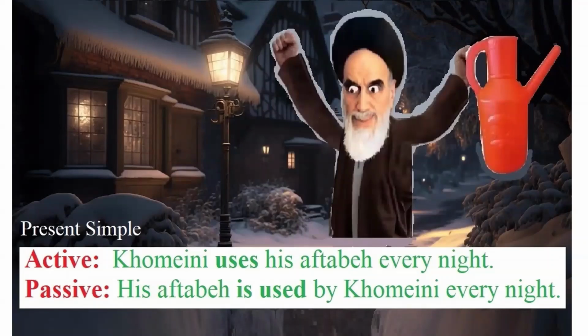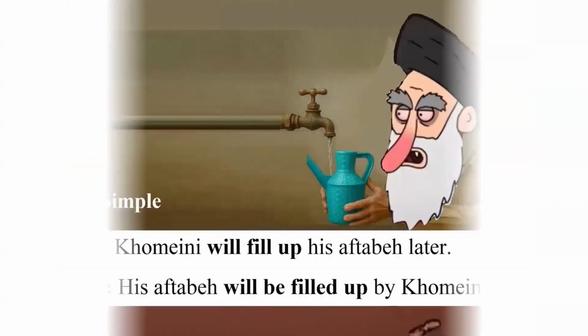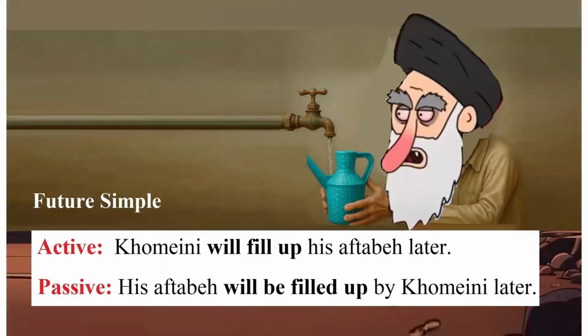Now, the first one is a present simple. Active says Khomeini uses his aftabeh every night. Passive, his aftabeh is used by Khomeini every night. Then we have past simple. Active, Khomeini broke his aftabeh yesterday. Passive, his aftabeh was broken by Khomeini yesterday. Then future simple. Khomeini will fill up his aftabeh later. His aftabeh will be filled up by Khomeini later.